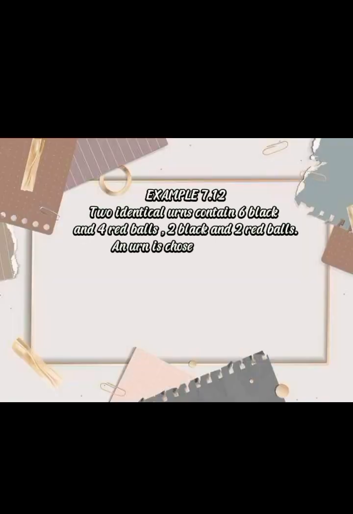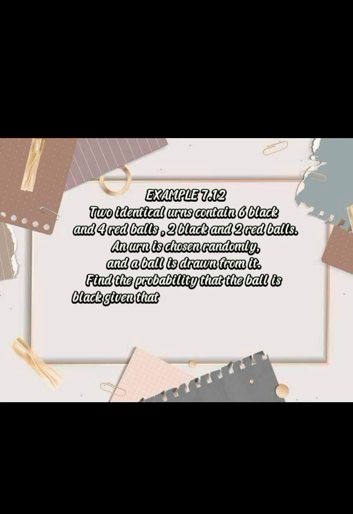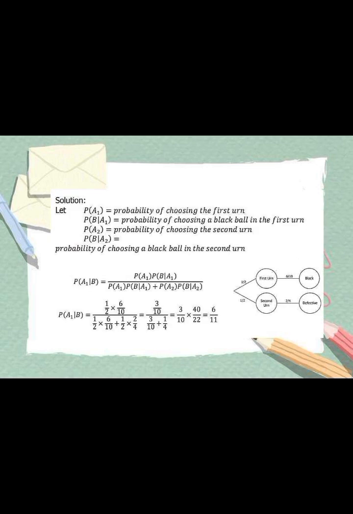Example 7.12. Two identical urns contain 6 black and 4 red balls, and 2 black and 2 red balls. An urn is chosen randomly and a ball is drawn from it. Find the probability that the ball is black given that it is from the first urn. Solution.